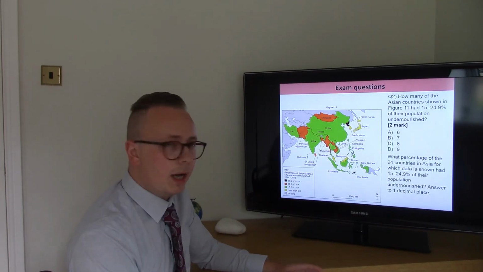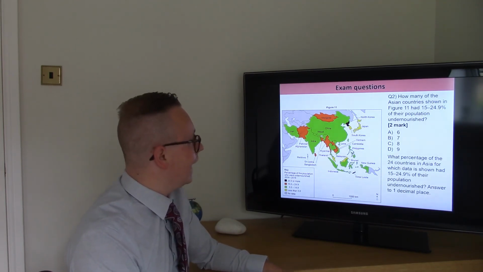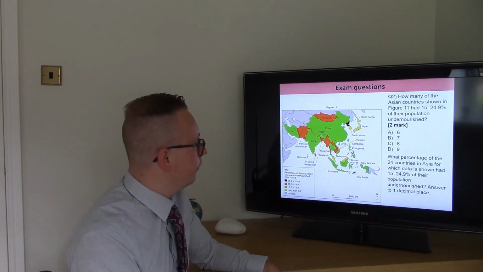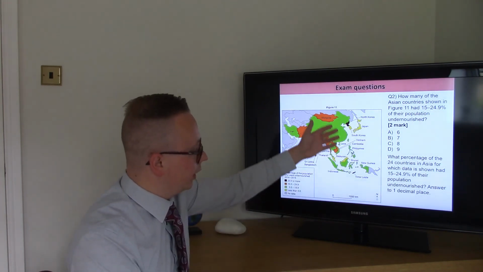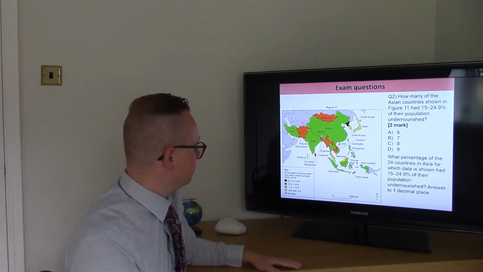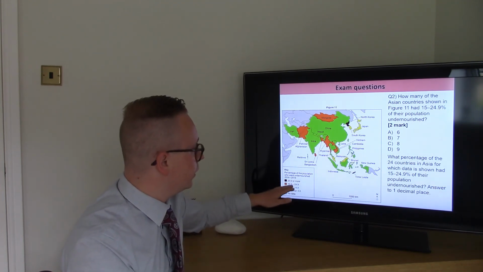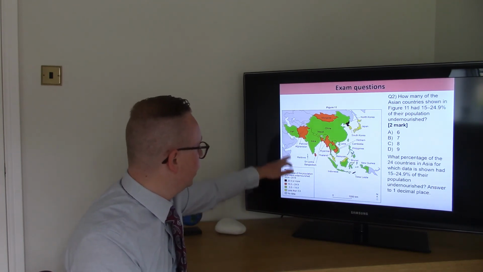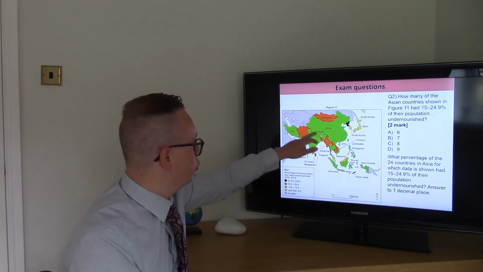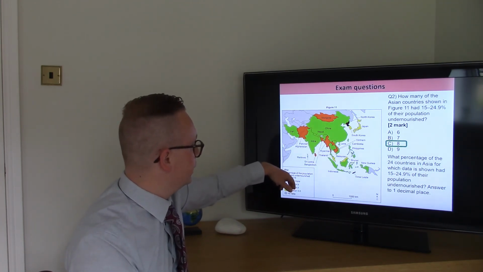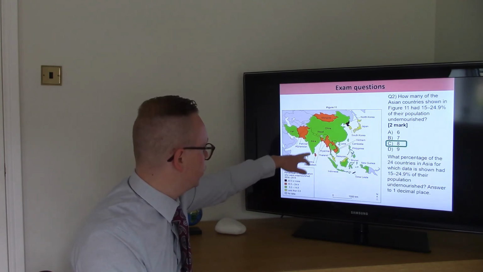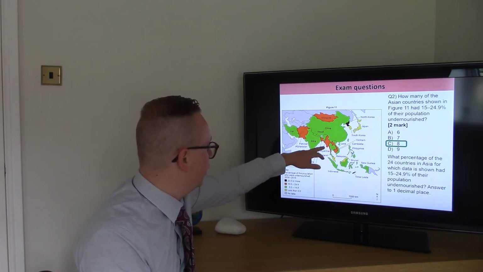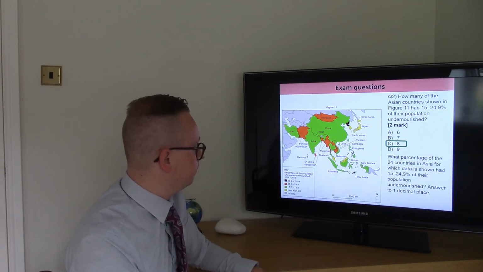Next, a two-part question worth 2 marks. It says, how many of the Asian countries shown in figure 11 had 15 to 24.9% of their population undernourished? So again, this first part is a multiple choice. We're given 4 options. So we're interested in the 15 to 24.9%, which is the orange. You then need to count those countries up, and the answer is 8. So we've got Afghanistan and Pakistan, Sri Lanka, Bangladesh, Myanmar, Cambodia, Laos and Mongolia.